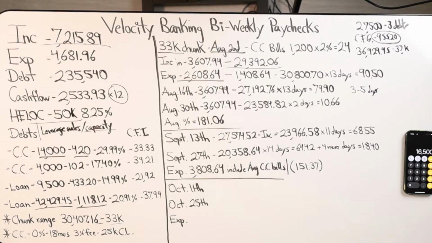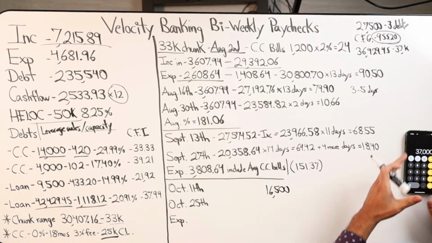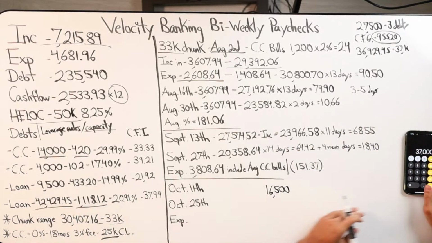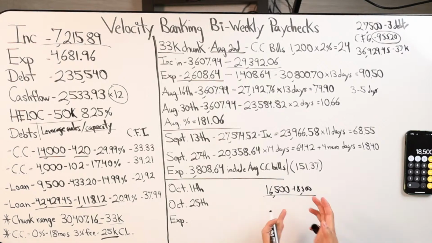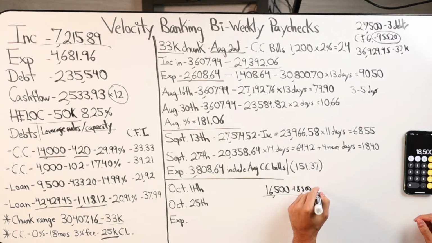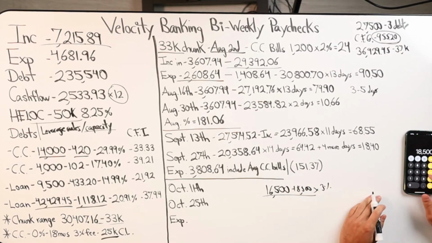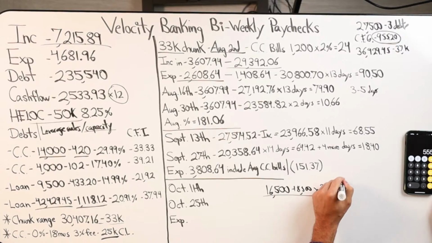Stay with me. All right, I know this is a lot, but we got $16,500. That's 66% of 25 grand. The other thing that we could do is take the balance of the debt that we're trying to hit divided by 2. That's 18,500. And say, okay, our chunk range could be anywhere from 16,500 as high as 18,500. Let's go with the 18,500. Times that by 3%. That's 555.